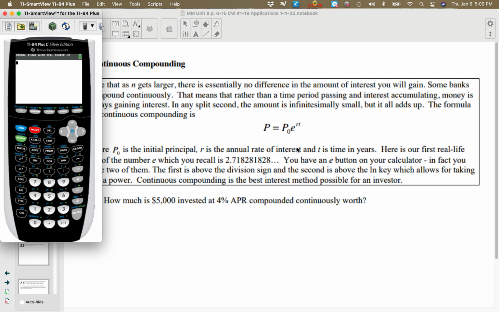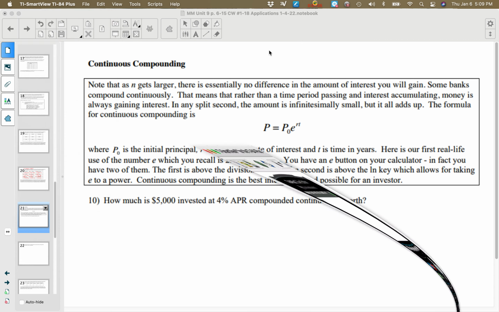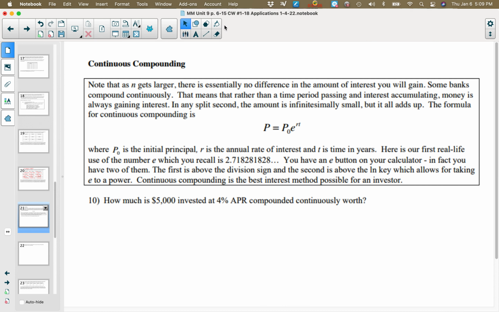So what we have on this one is this other formula. Using this, P naught is still the initial principal. r is the rate, which you have to write as a decimal, the annual interest rate. And then t is time in years. So for this first question, how much is $5,000 invested at 4% APR compounded continuously worth?